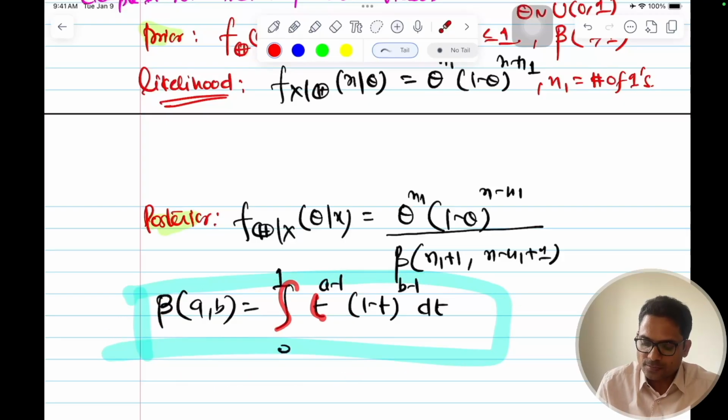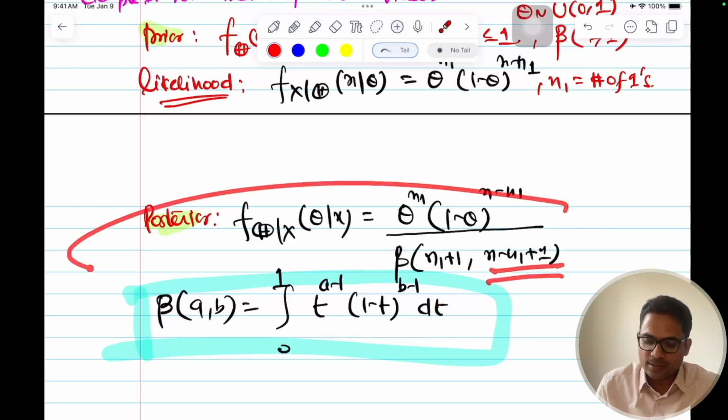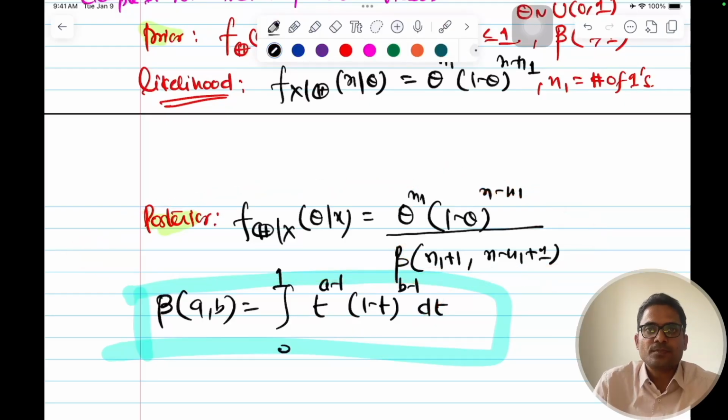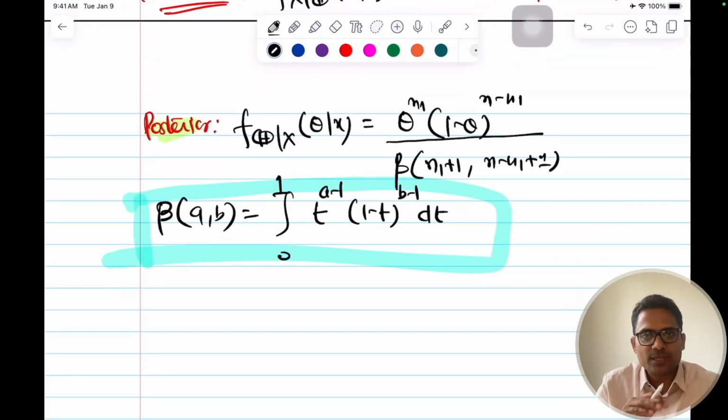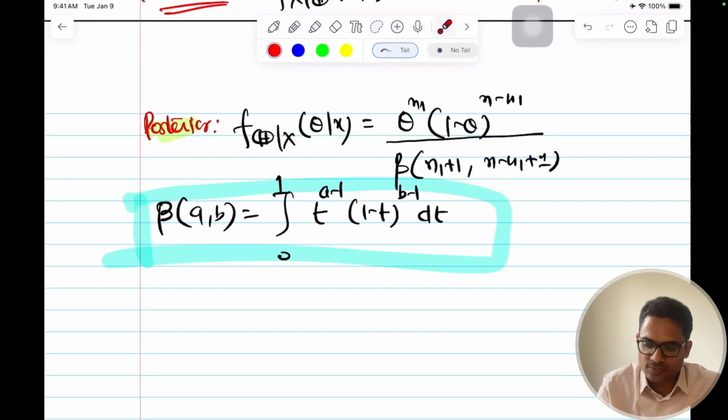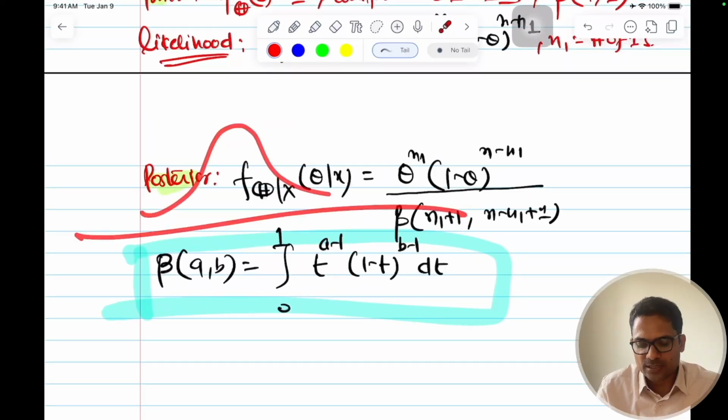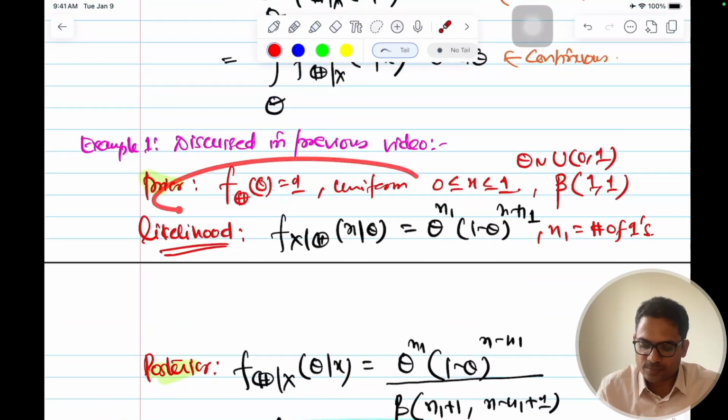If we plug this in, we got a beta function with n1 plus 1 and n minus n1 plus 1 when theta was uniform. This is known, so till now we have done this in the last video. Now we know the distribution, everything. This gives me the distribution of the posterior, based on the prior.